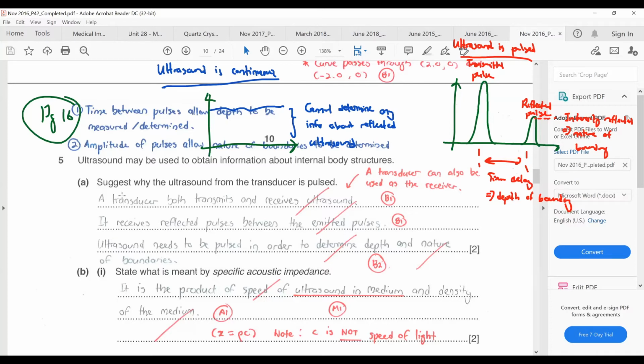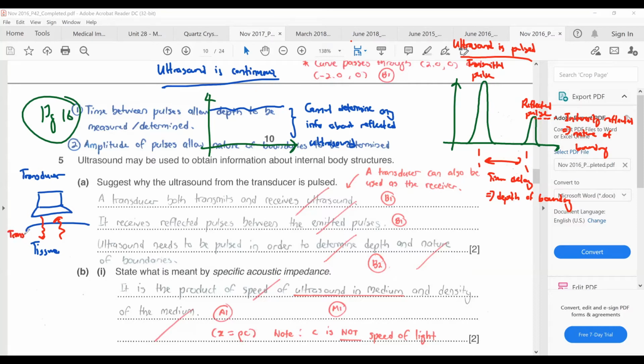So ultrasound is used both as a transmitter and receiver, because normally if this one was your tissue, your ultrasound transducer is this. This one is your ultrasound transducer. It will transmit ultrasound and it will receive back the ultrasound. It is the same device that transmits ultrasound, it is the same device that receives back the ultrasound.